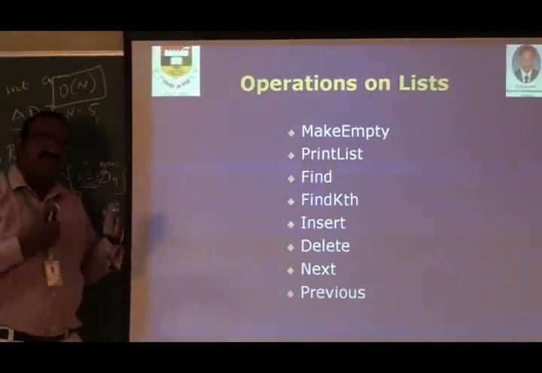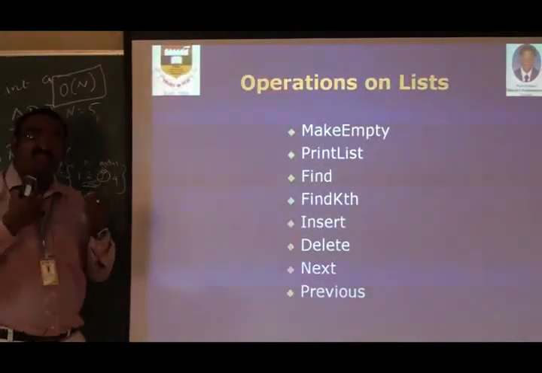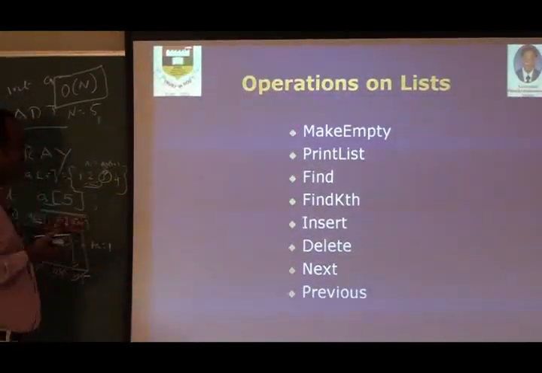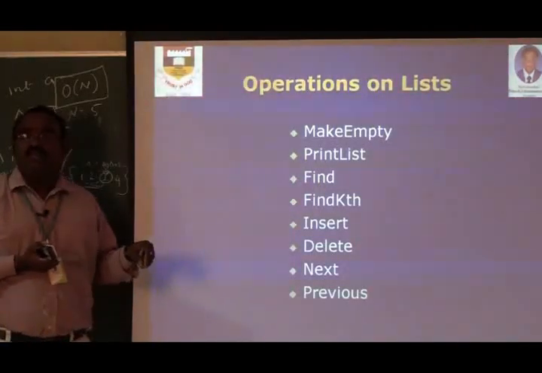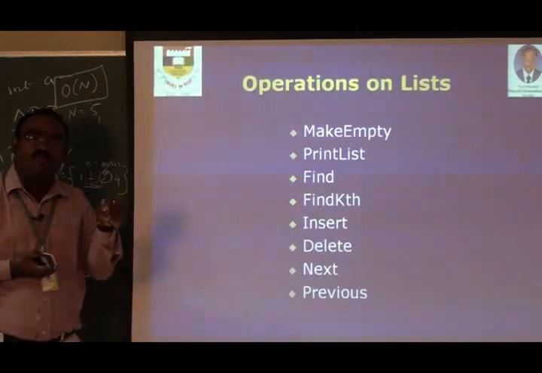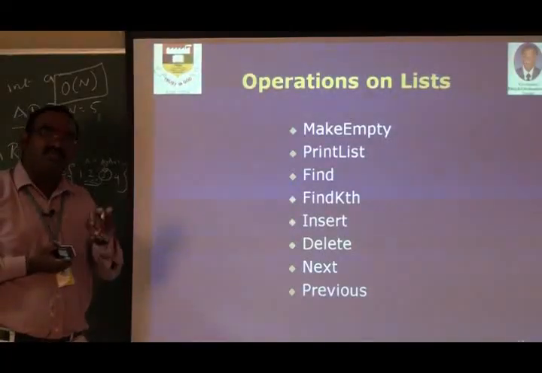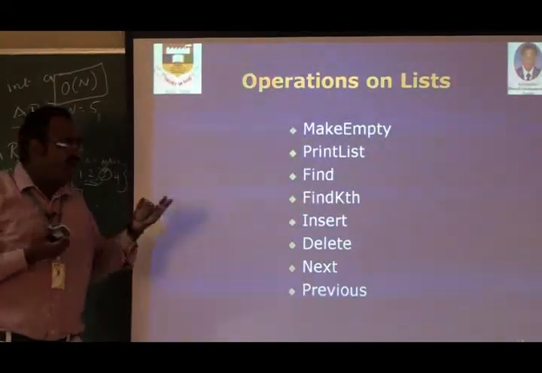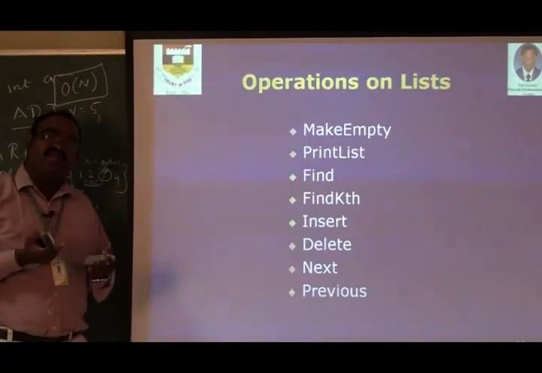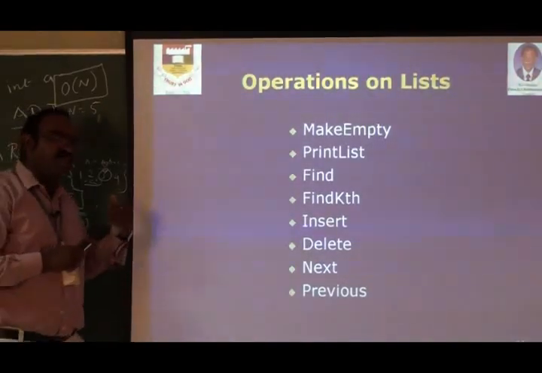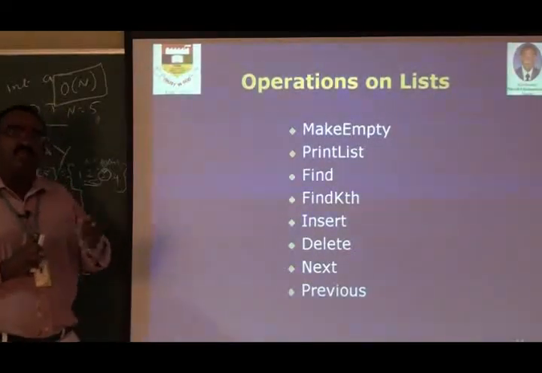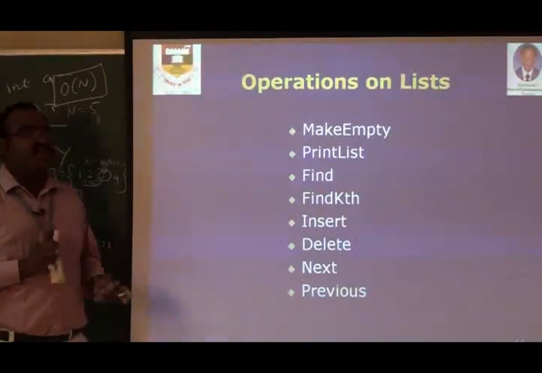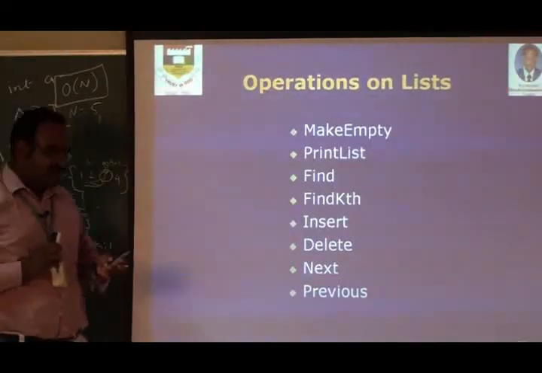Then finding a particular number, finding by the given value, the data item, find 5. So we can easily find the element. And find kth element: for a particular position, what element is available? In the third position, what is the element? Via the find kth operation, you can easily find it by position. Then inserting an element into the list, deleting one element from the list, and what is the next element, the preceding element or succeeding element. So everything can be done by the operations on the list.